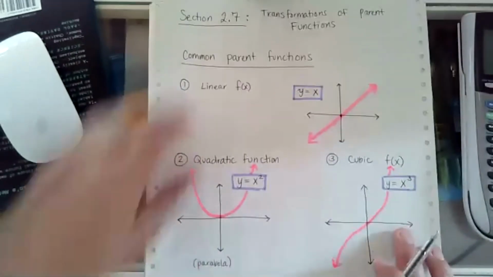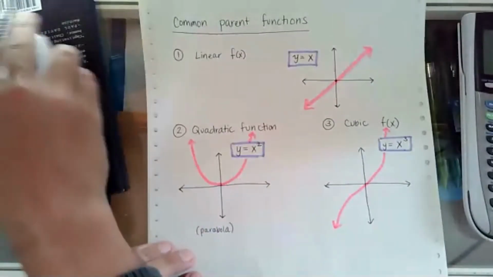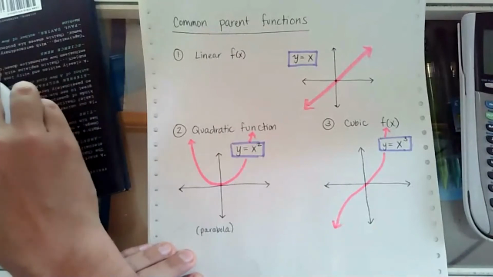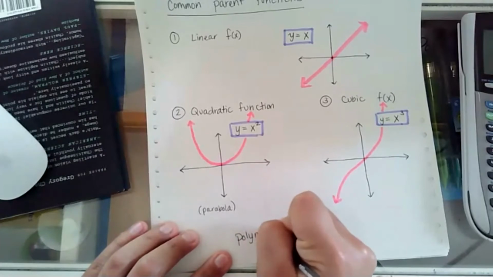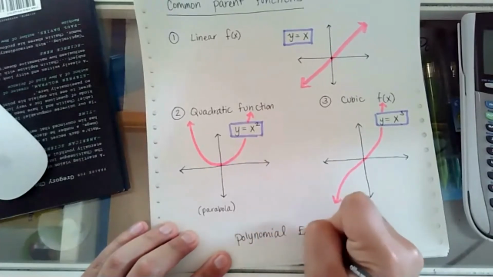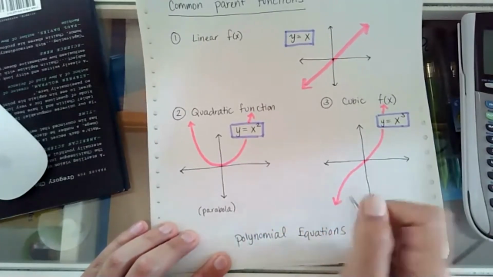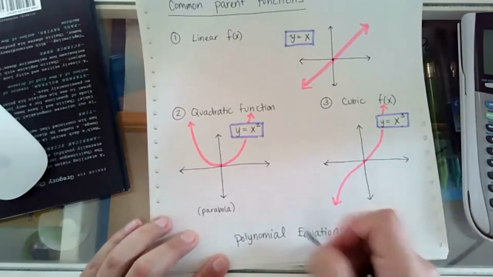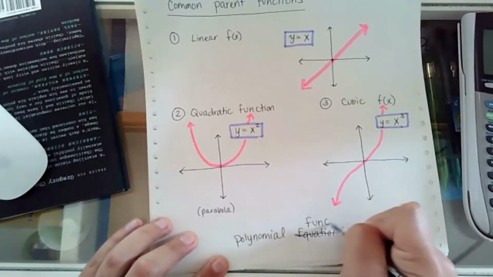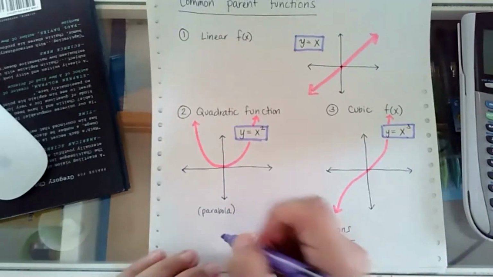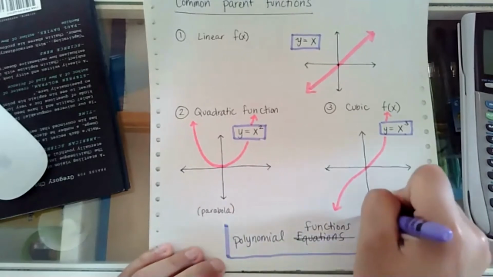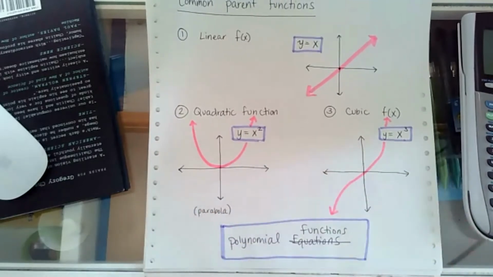So actually, one more note about these. These kinds of equations that I gave you an example for here, these little pictures, these are called polynomial equations, or polynomial functions, rather, since we're calling them functions now. So if you can tell by looking at the equation that it's a polynomial equation, then the function is a polynomial function.